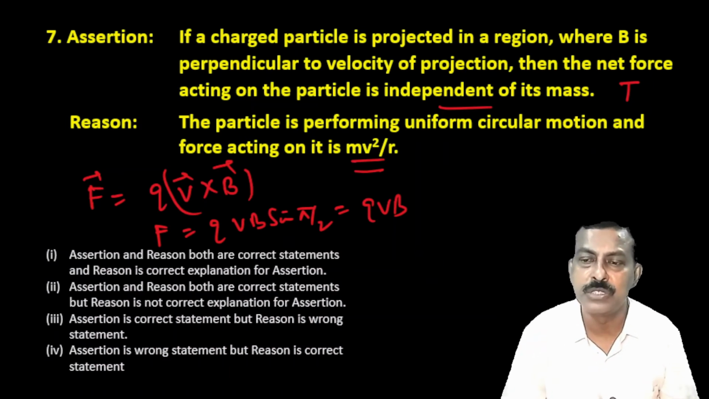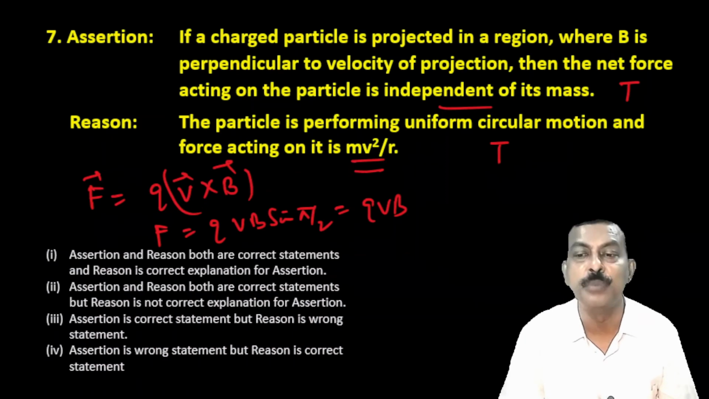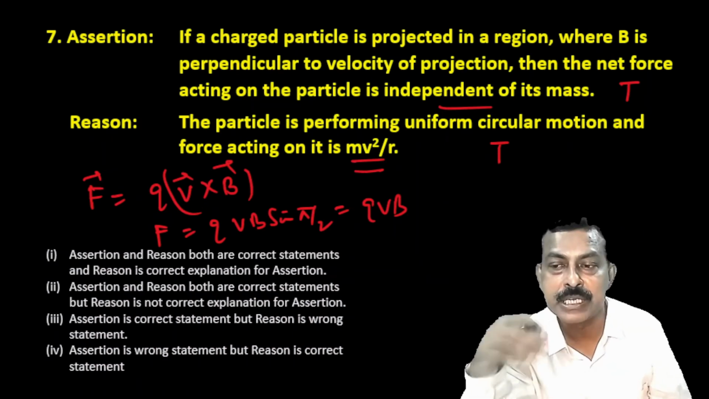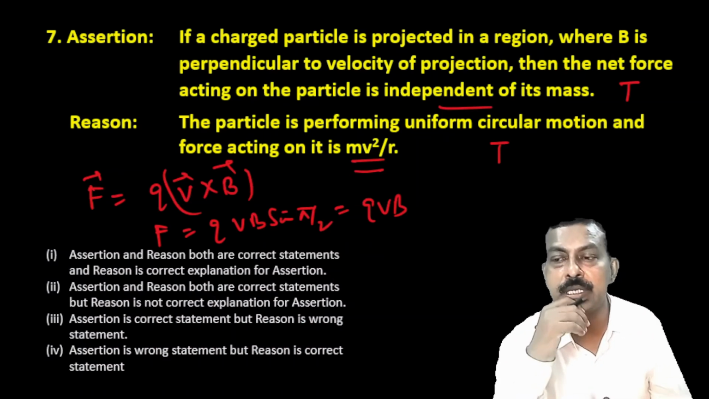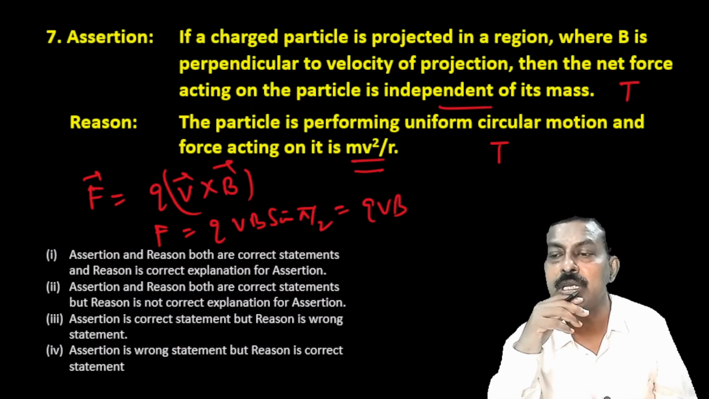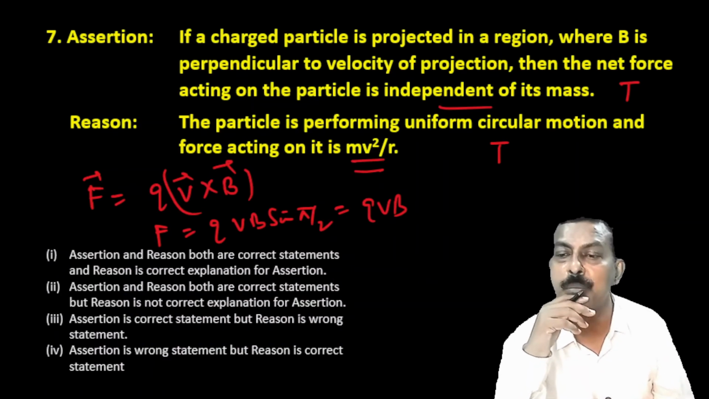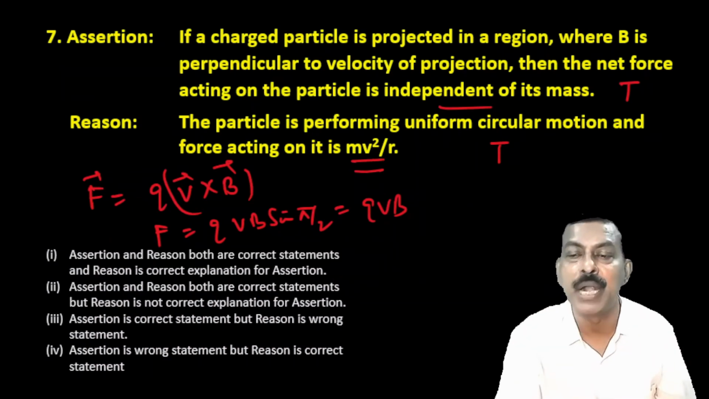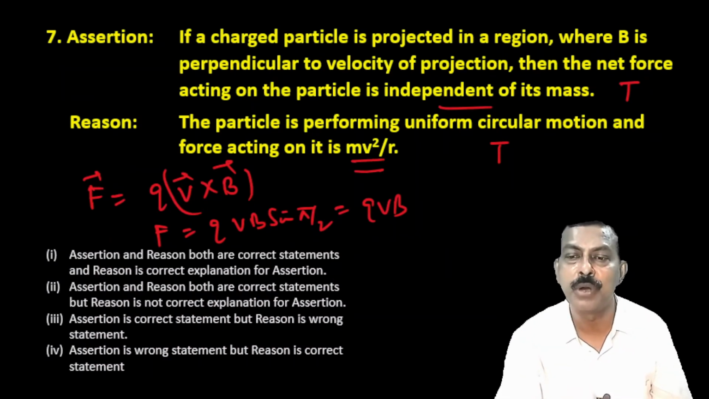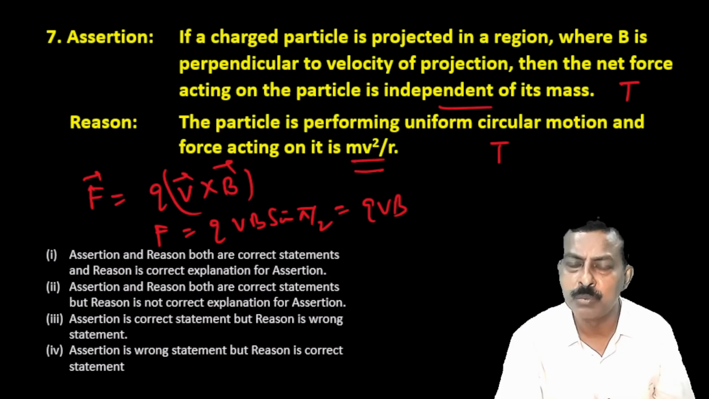And its magnitude is mv square by r. This is also true. But now let's read the statement altogether. If a charged particle is projected in a region where B is perpendicular to the velocity of projection, then the net force acting on the particle is independent of its mass, because the particle is performing uniform circular motion and the force on it is mv square by r.